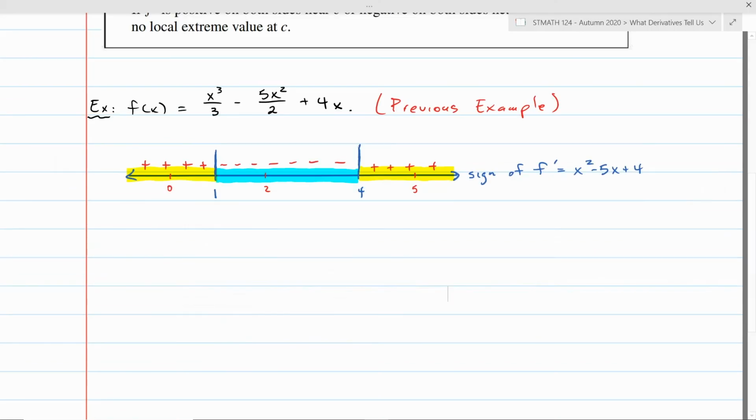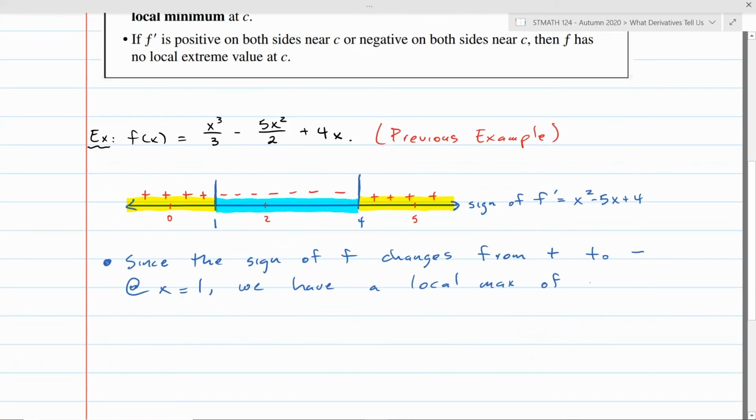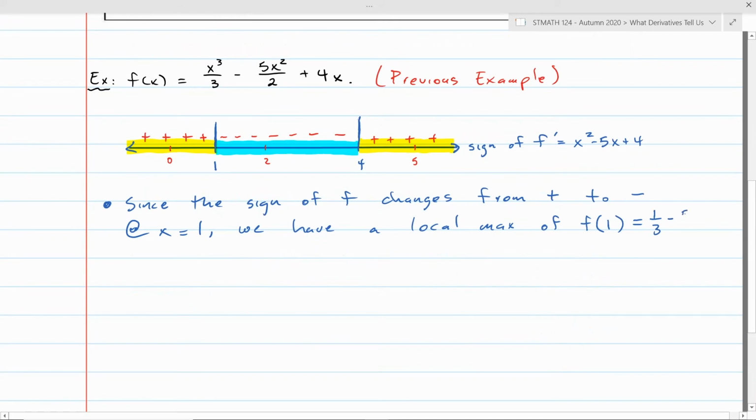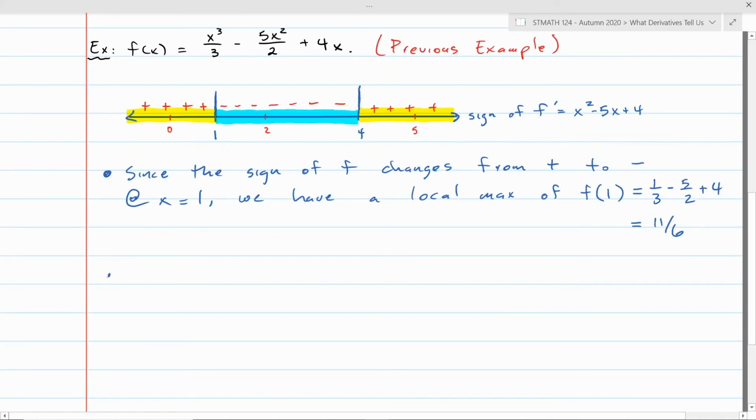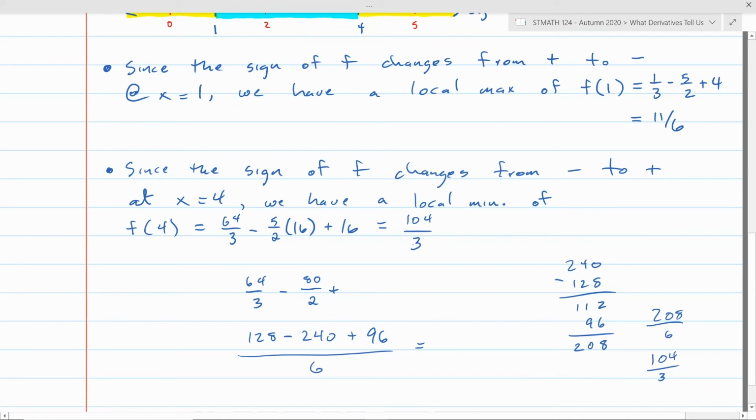So in that example, we had this sign chart for the derivative, and applying the first derivative test here would be something like this. Since the sign of f prime changes from positive to negative at x equals 1, we have a local maximum of f(1), which is equal to 1/3 minus 5/2 plus 4, which is equal to 11/6. And since the sign of f prime changes from negative to positive at x equals 4, we have a local minimum of f(4), which works out to 104/3.